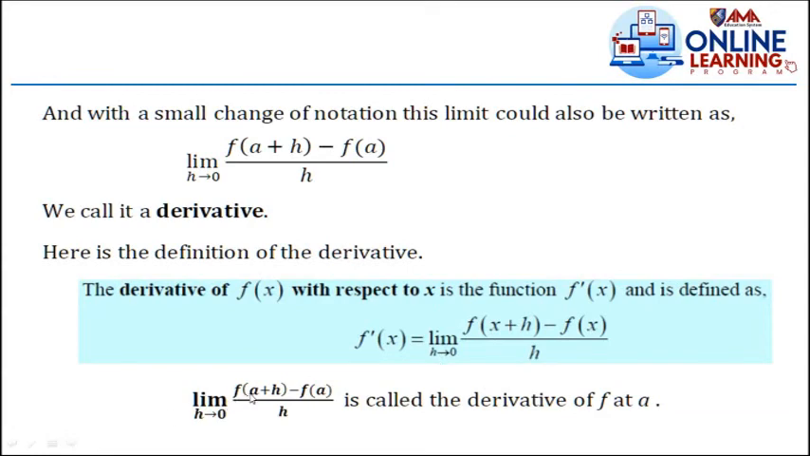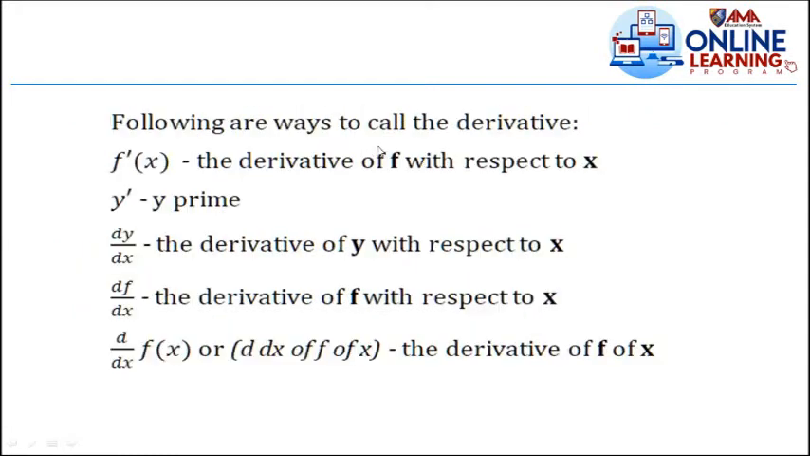So we have the limit, f of a plus h minus f of a divided by h as h approaches 0, is called the derivative of f at a. So this is now our formula for the first derivative. Following our ways to call the derivative: f prime of x, the derivative of f with respect to x; y prime; dy dx, the derivative of y with respect to x; df over dx, the derivative of f with respect to x.